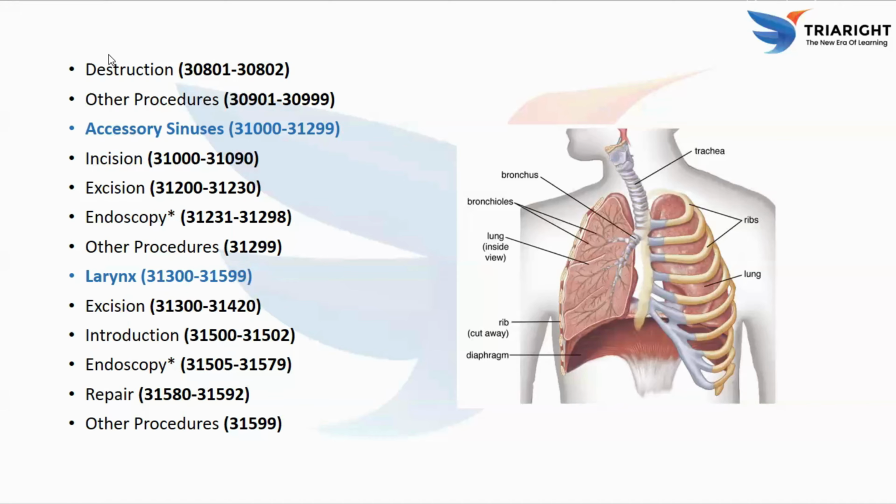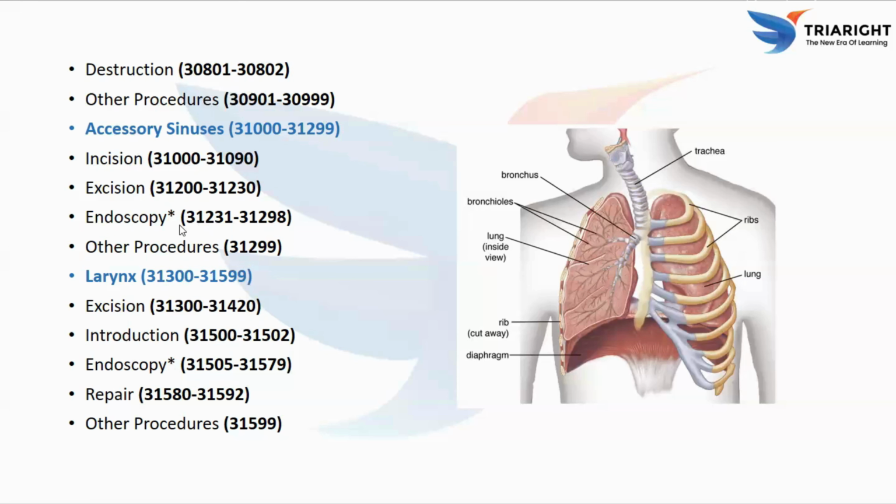So in incision, opening the sinus to drain the pus, to relieve the pressure and treat the infection. For example, maxillary sinus puncture and lavage. And coming to excision, removal of the sinus tissue, polyps and diseased mucosa. So this is often done during the functional sinus surgery.